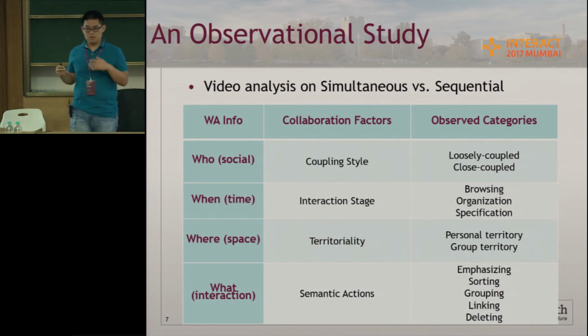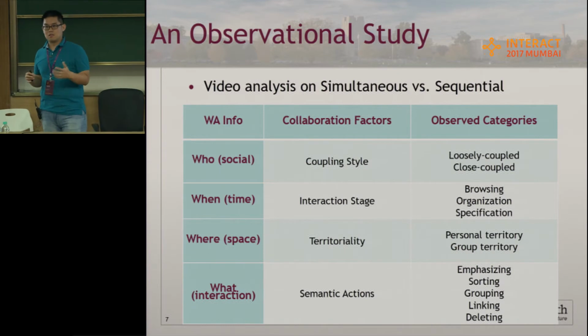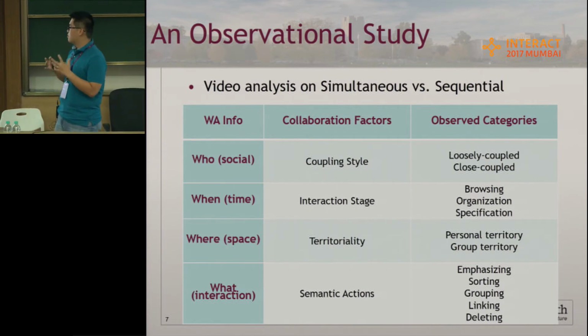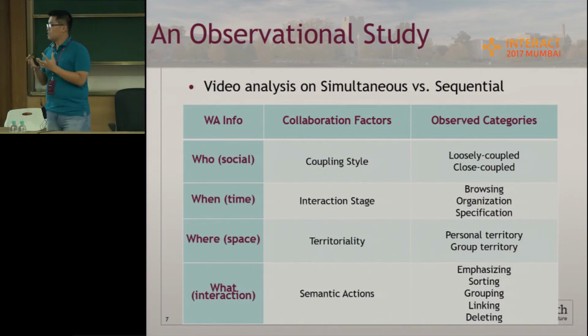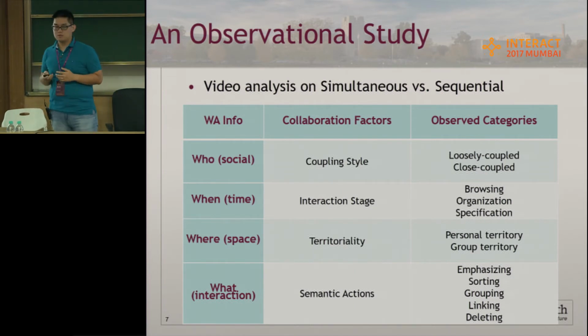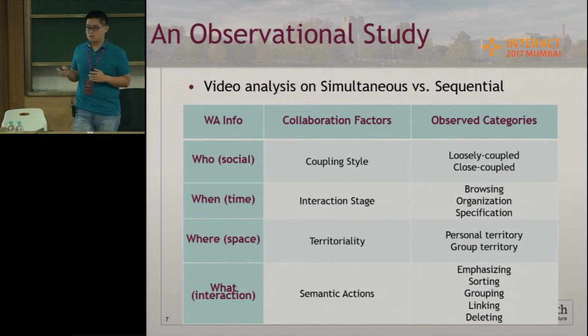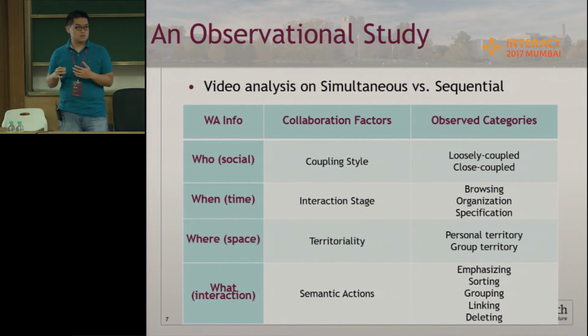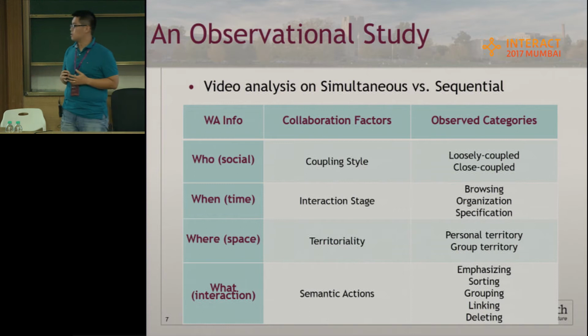We use verbal communication as a key factor to tell whether the collaborators are working loosely or closely. If they have intensive talk, we consider it close coupled collaboration. But if they are working without intensive communication, we consider them to be collaborating loosely.